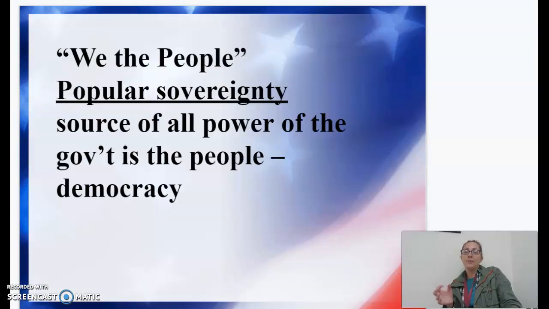In the end, when the Constitution is formed, it starts with "We the People" because they really believe the power of the government comes from the consent of the governed. So they push this idea of popular sovereignty, this idea that the source of the power of the government is the people, and they create this representative democracy.